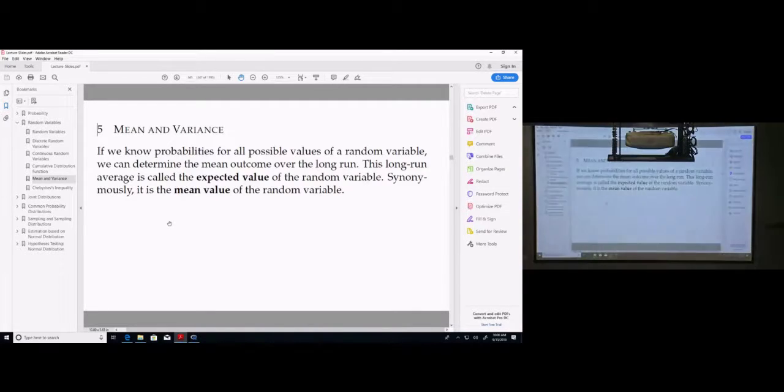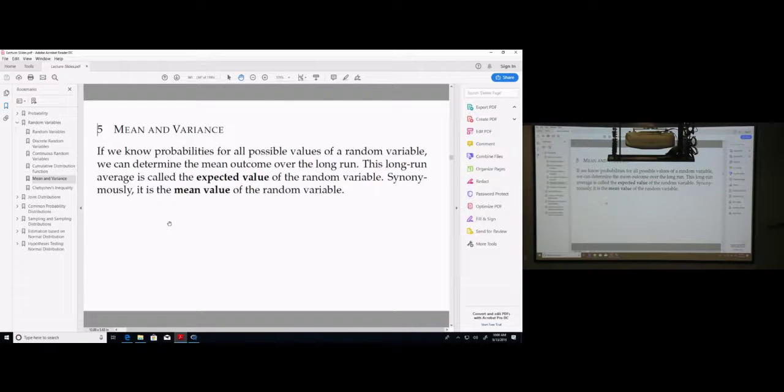Okay. Shall we start? I think we are going to introduce something very central in probability. It's about what we call the mean. There are a few other names that go with it. First, we have to have a random variable in mind.